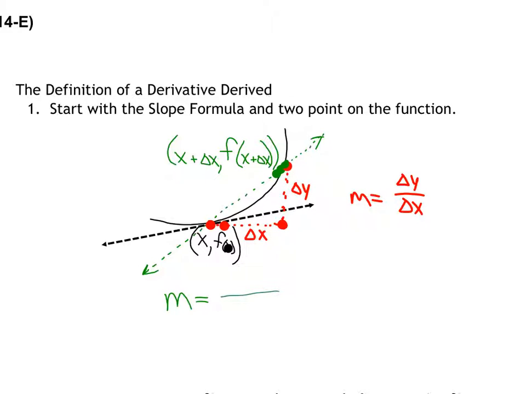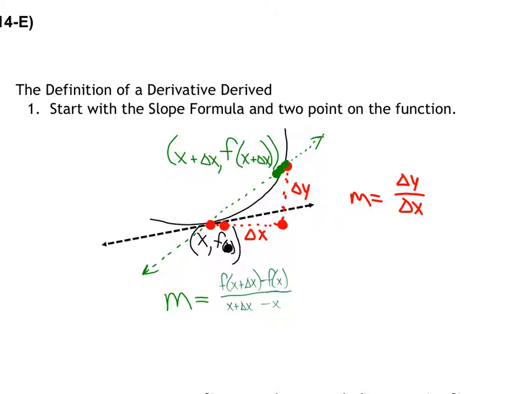Let's do our slope formula. We have the change in y's, so we have f of x plus delta x minus the original y-coordinate, f of x, right? There's our delta y, the change in our y-coordinates. And that's going to be over x plus delta x minus x. So there's the change in our x's.